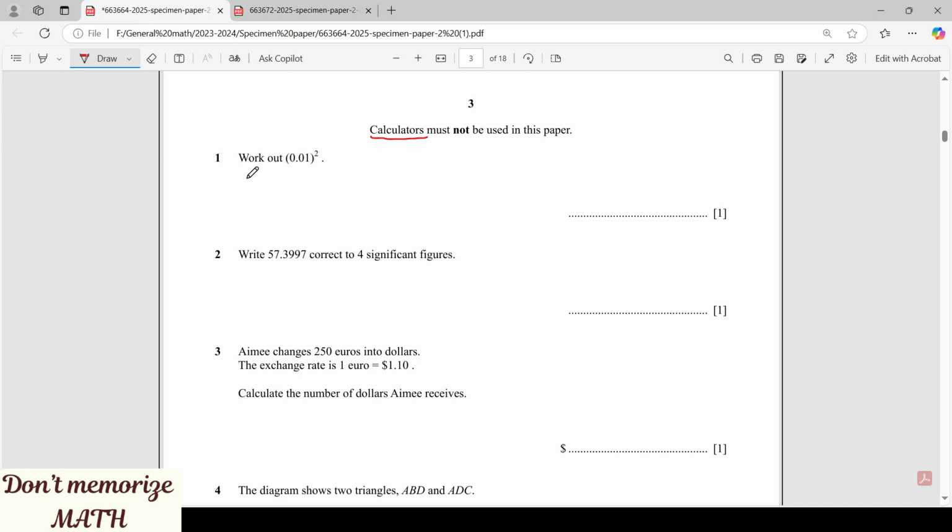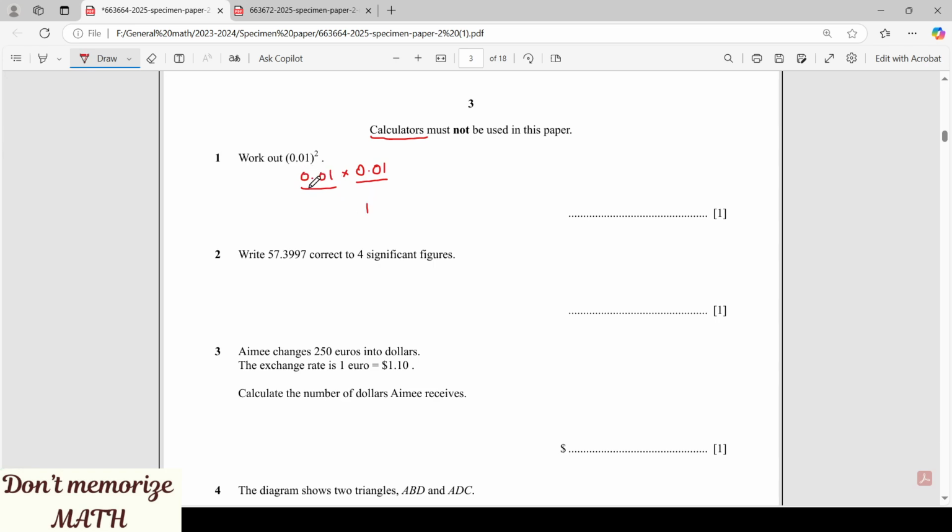First question, work out 0.01 whole squared. Square means multiply the same number 2 times. So 0.01 times 0.01. What is 0.01 times 0.01? Multiplying decimals, first we just multiply the numbers. Whatever numbers you have here, you just multiply the numbers. Here the number is 1, and here also, in 0.01, the number is 1, right? So 1 times 1, you will get 1.